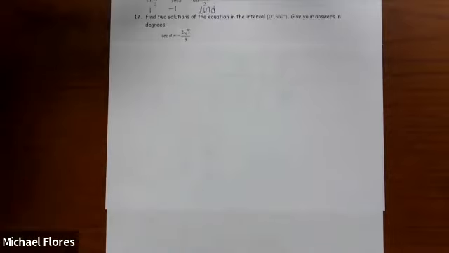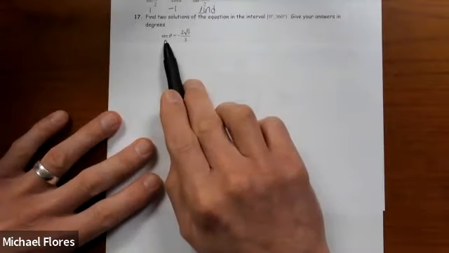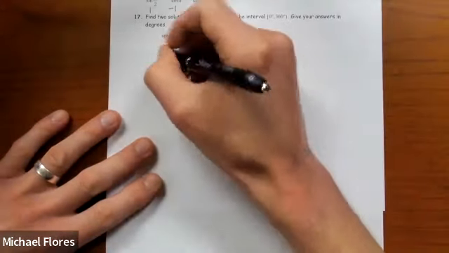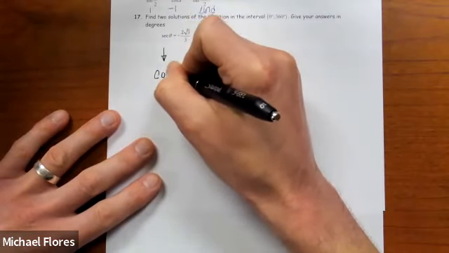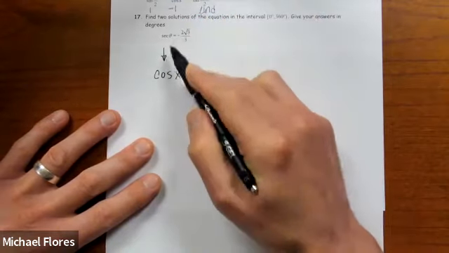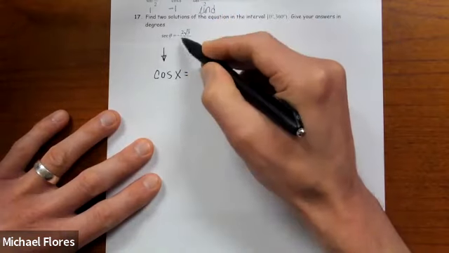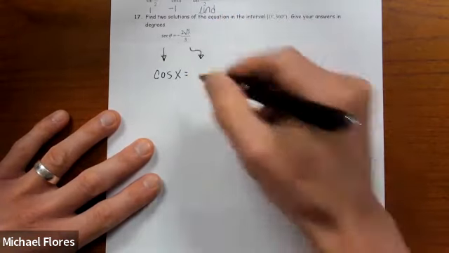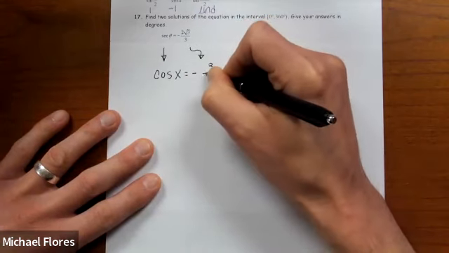Find two solutions of the equation in the interval 0 to 360 degrees. Give your answer in degrees. So secant, that's a reciprocal value. So let's change it to its reciprocal of cosine. So cosine of theta or cosine of x equals, now since we did the reciprocal of secant, we have to do the reciprocal of -2√3/3. So just flip that, flip everything, but keep it negative.